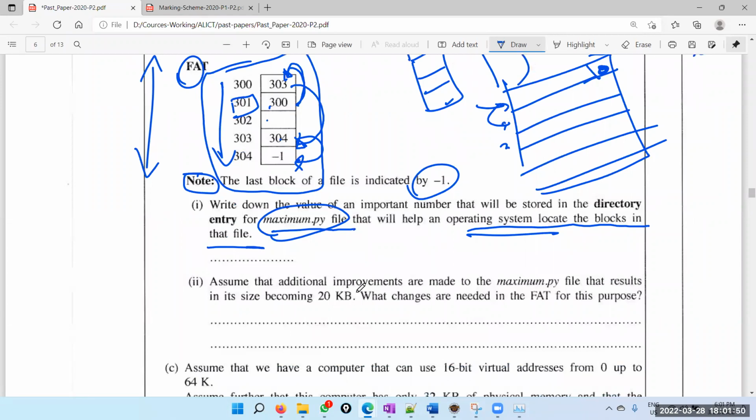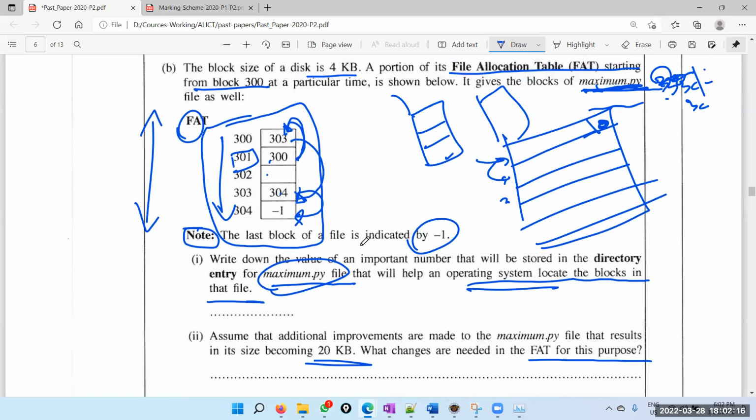Assume that additional improvements are made to the maximum.py. That means they have changed the file, so added some more content. The py file changes such that its size becomes 20 kilobyte. Now it has become 20 kilobyte. Okay. What changes are needed in the FAT for this purpose? Right. Now remember, each block can keep only 4.